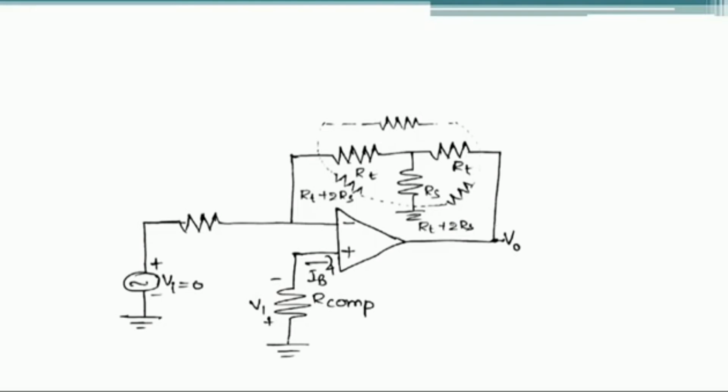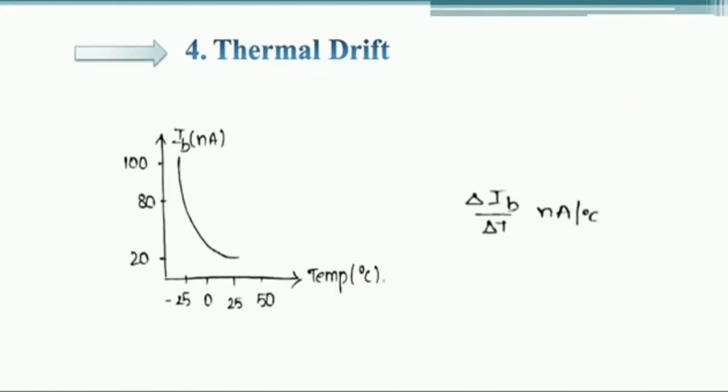In the input offset current, one thing we are going to see is the modification of change in the circuit of input bias current compensation. Till now we have seen three parameters: input offset voltage, input bias current, and input offset current. Now we are going to see the fourth parameter, that is thermal drift. This thermal drift will occur if the three parameters change when there is a change in environmental conditions.